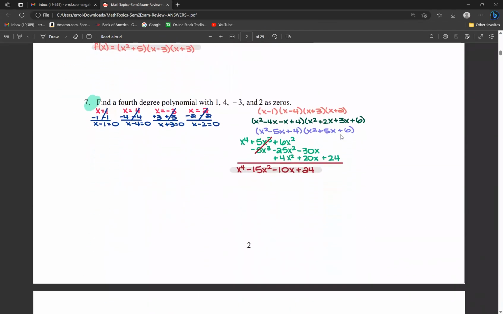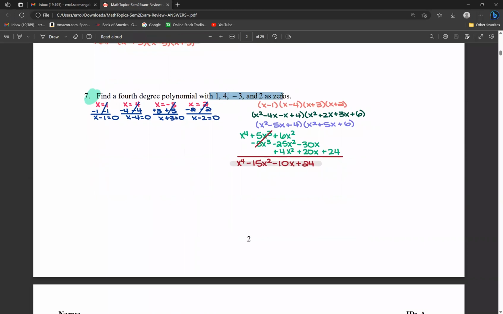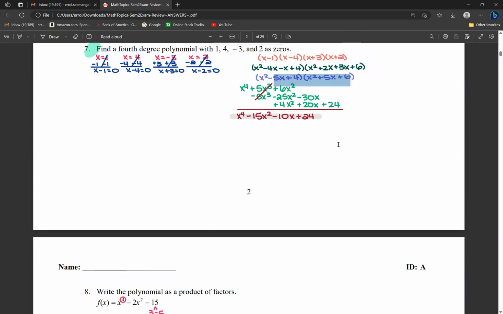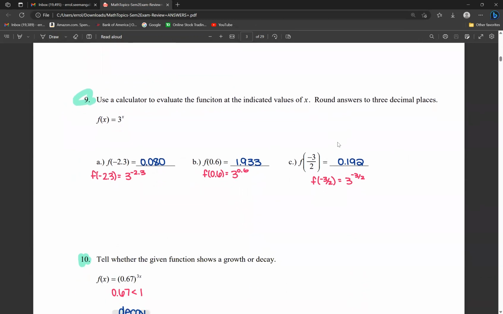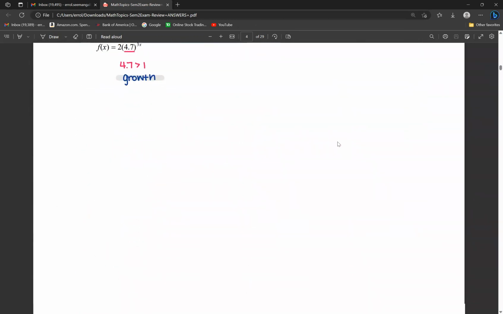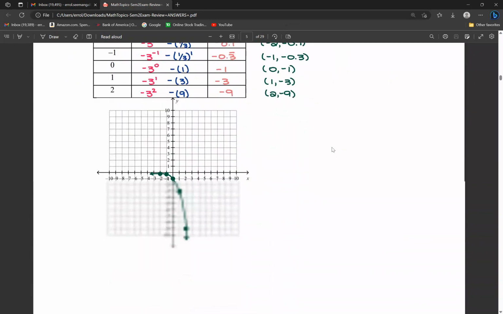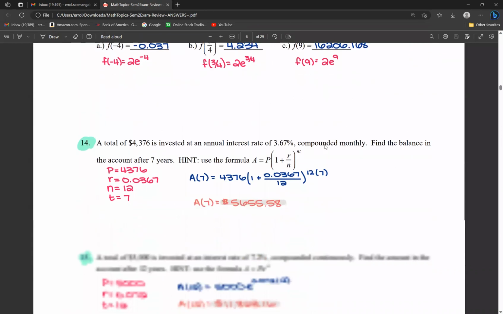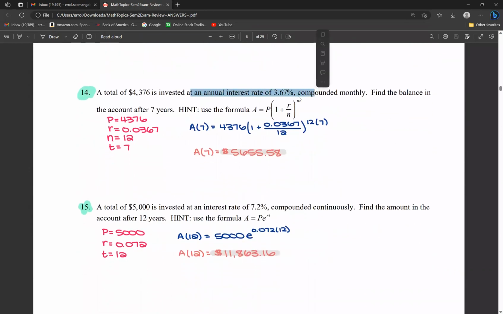Okay. And this one, yeah, this one's kind of time consuming just because of all the distributive law involved, all the multiplication involved. Multiplying all this out takes a while. Calculator, straight substitution. This one, no graphing. Okay. This one's straight substitution, 13 straight substitution. And then maybe 14 and 15, just make sure you got the right n.